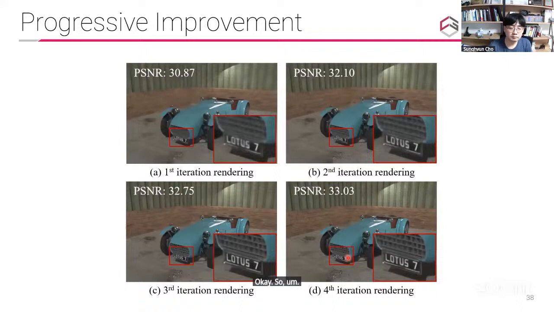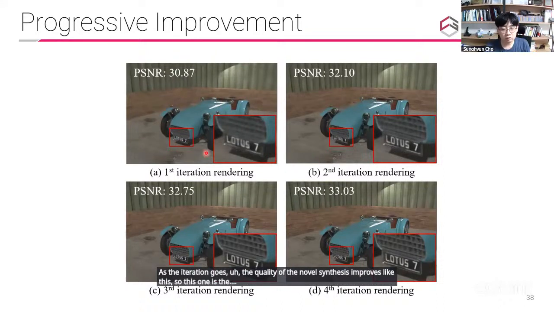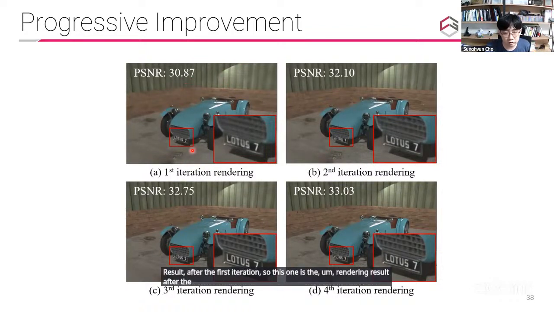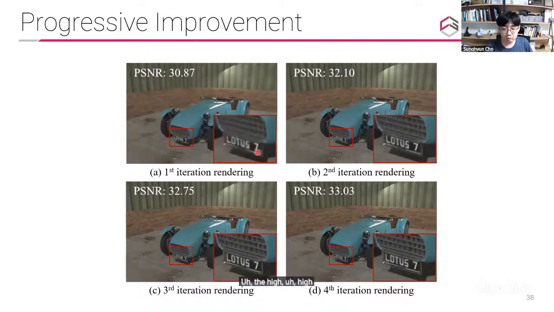So as the iteration goes, the quality of the novel synthesis improves like this. This one is the rendering result after the first iteration. As you can see here, the high frequency detail is restored somewhat. And after the second iteration, we have higher quality details. And after the third iteration, we have even higher details like this. And after the fourth iteration, we have really high quality details like this. And as you can see here, the PSNR increases as the iteration goes.